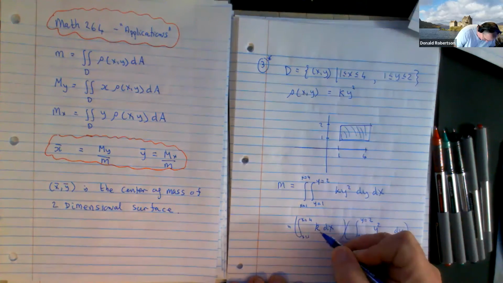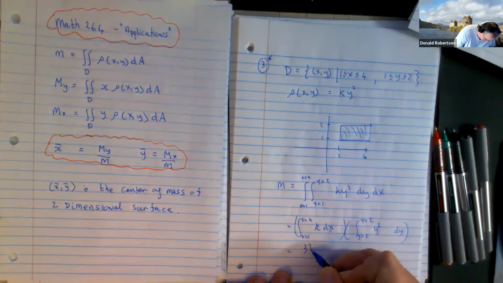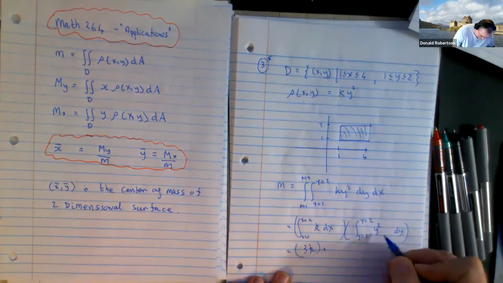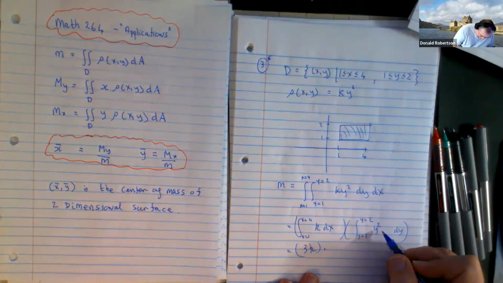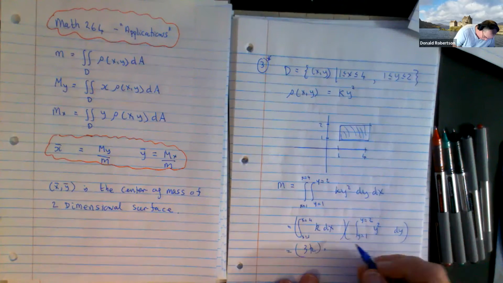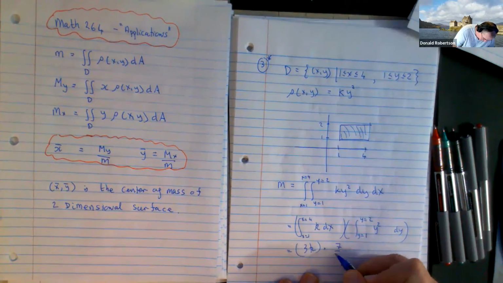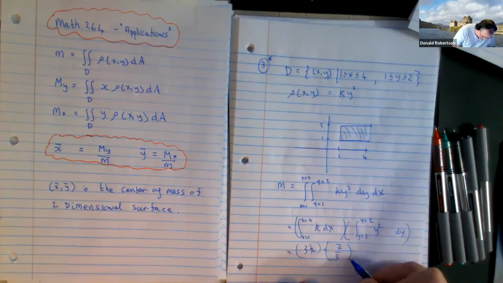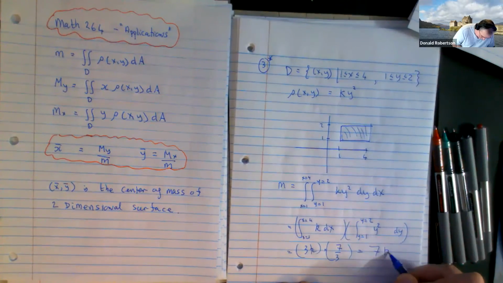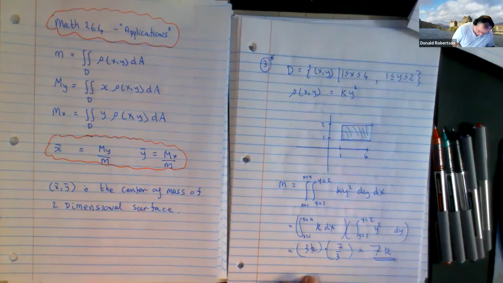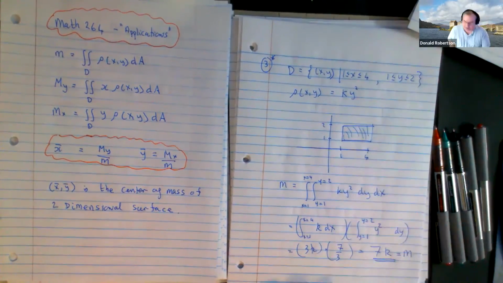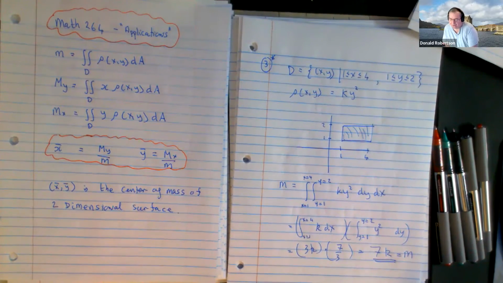So in this case, you're going to get 3k eventually. You can check that out. And in this case, you're going to get 1/3 y cubed, which is 8/3 take away 1/3. So I believe that is 7/3. And you put this package together and you get 7k. Are we good with that?